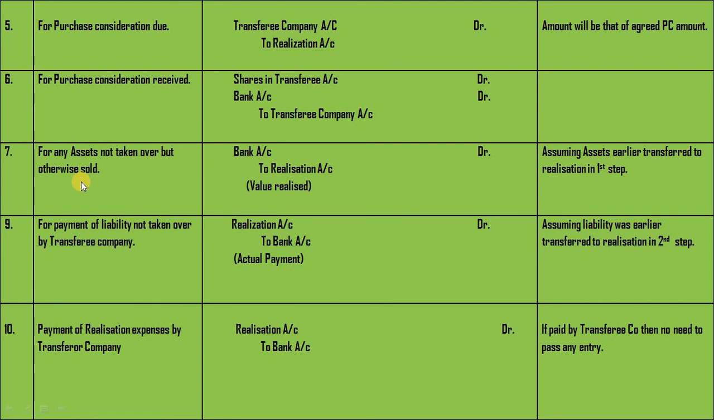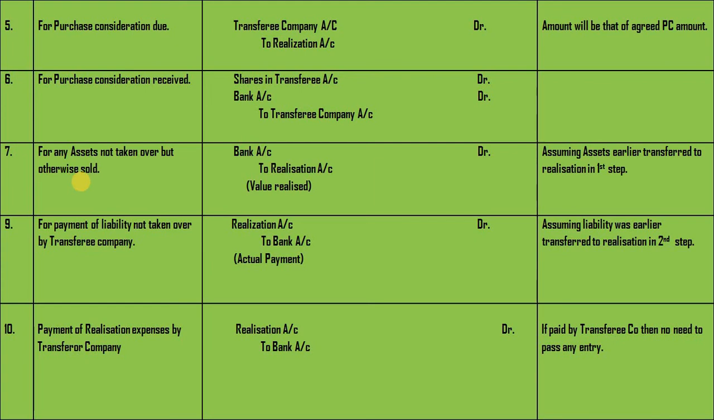Now point number 7. If there are some assets which are not taken over by the transferor company, then those assets will be sold by the transferor company. Then the transaction will be bank account debit to realization account, and on the amount column, the amount will be the value that we realize from selling that asset. Okay.